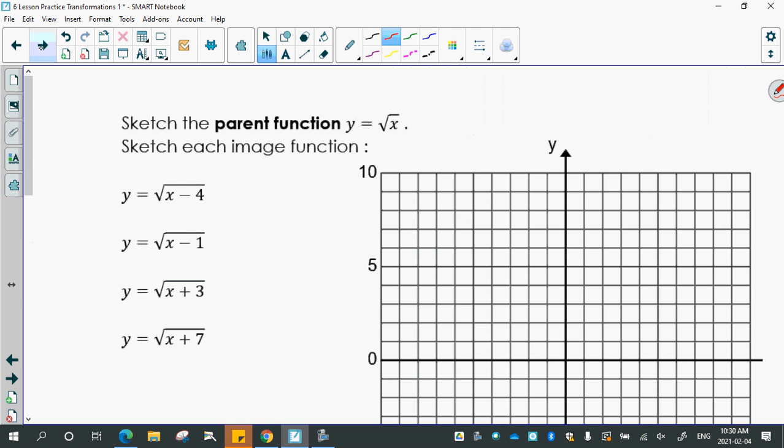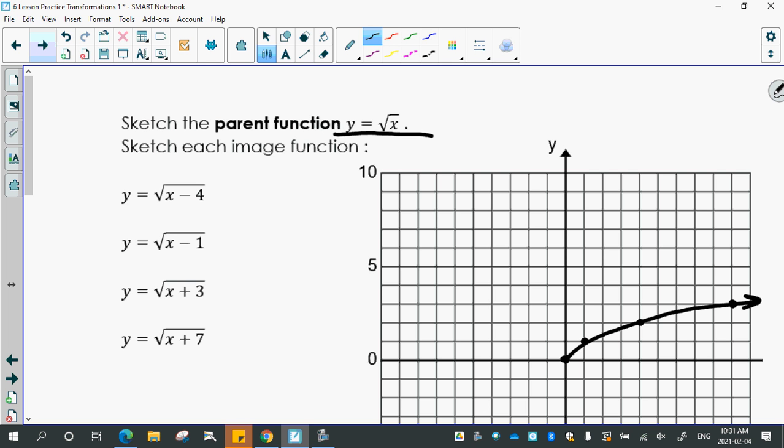All right. Sketch the parent function y equals square root of x. We've got that one nice and memorized. So it starts at 0, 0, over 1 up 1, over 3 up 1, over 5 up 1. So that's my parent function. Anyone think they know what y equals the square root of x minus 4, where the minus 4 is under the square root sign with the x? What's it going to look like?